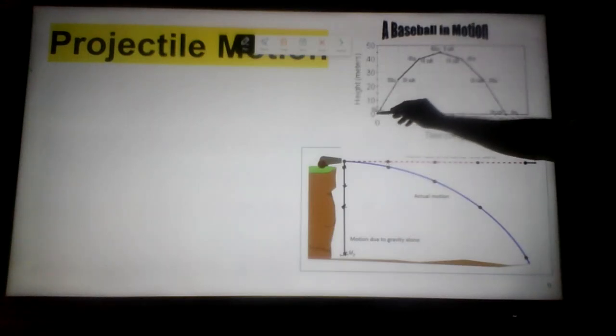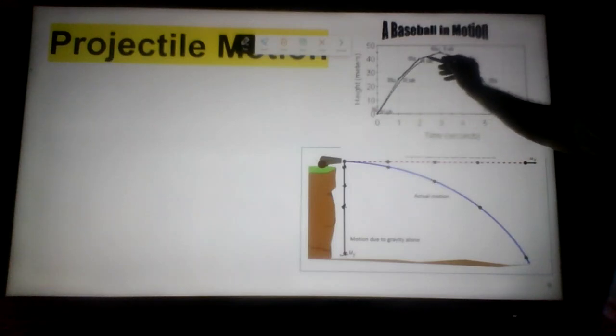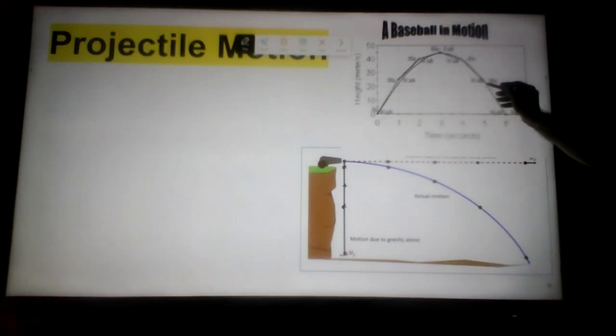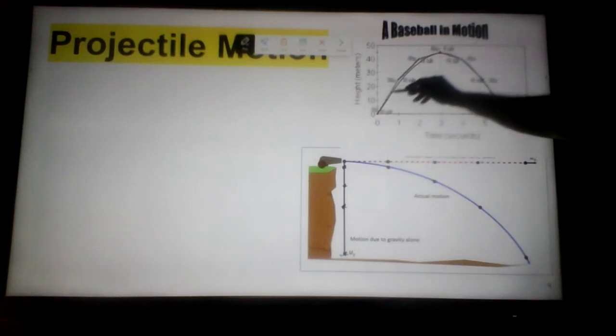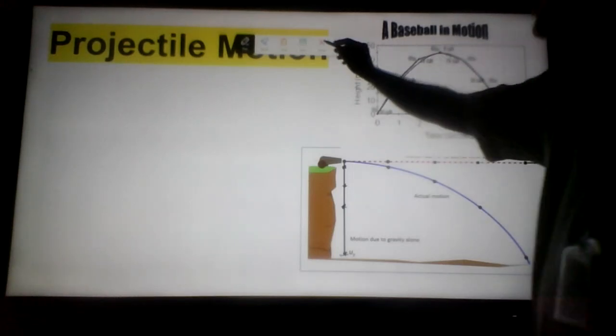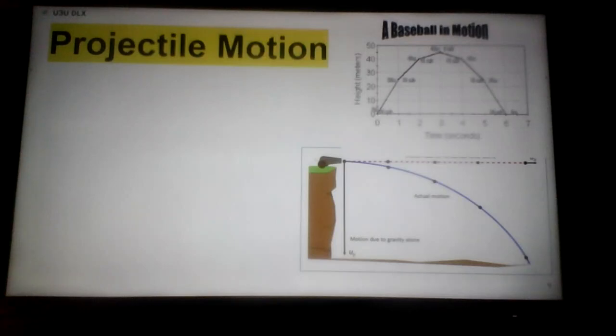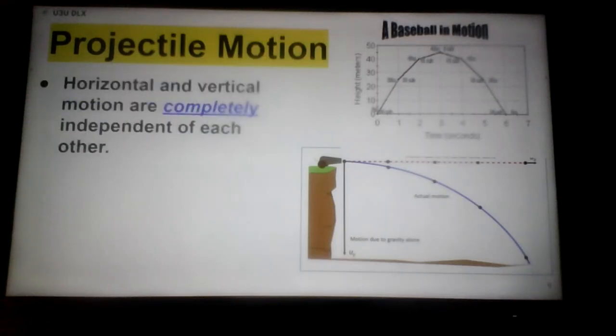Here's somebody who hit the baseball maybe for a home run, and the ball follows this path. Of course, I can't draw well. And assuming no wind pushing the ball back, we have kind of the same curve on both sides, one half going up, the other half going down. Well, that's because in what we call projectile motion, horizontal and vertical motion are completely independent of each other. We don't care, or they don't care about each other.